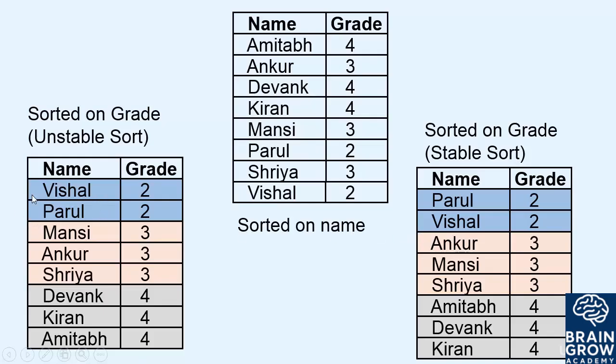But in this output, the names of students in a grade are not in alphabetical order, because this unstable sort changes the relative order of duplicate elements. Suppose these duplicate elements are 3, 3, 3. So here the order was Ankur 3, Mansi 3 and Shreya 3. Here the order has changed, but here the order has been preserved. So here the names of students in a grade are in alphabetical order.